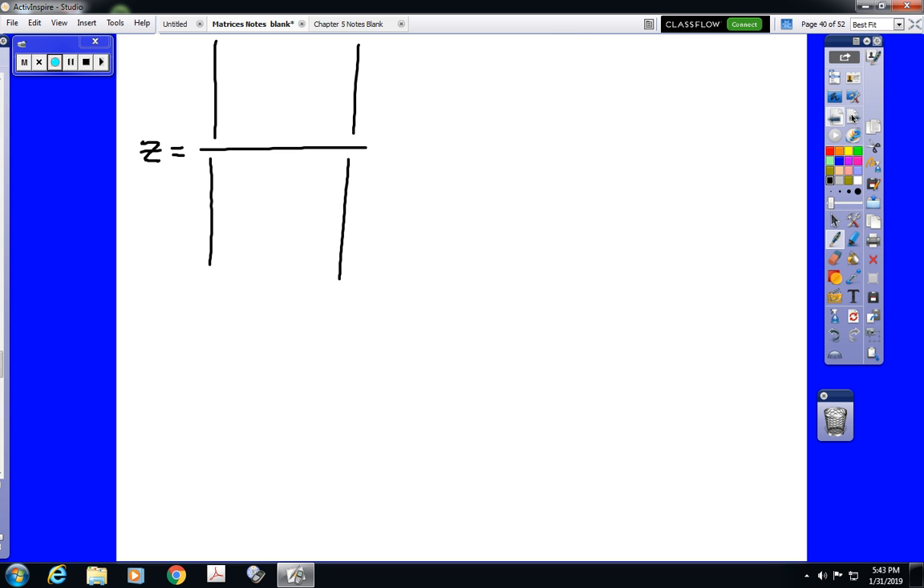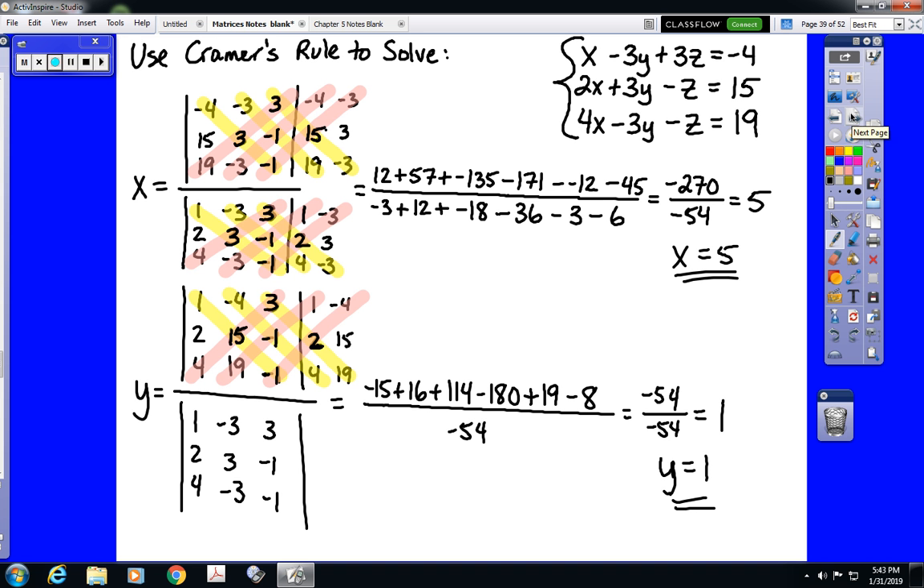The first column is our x coordinates, or our x coefficients, 1, 2, and 4. The second is the y. The third is the z. So that's 1, 2, 4 in the first column.